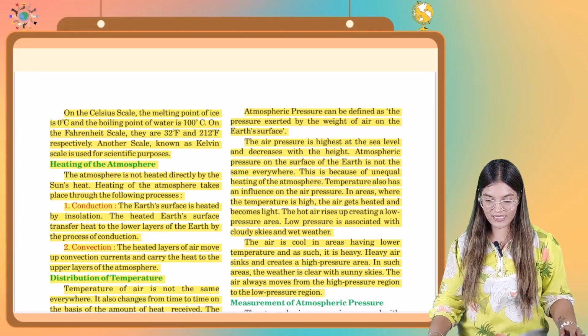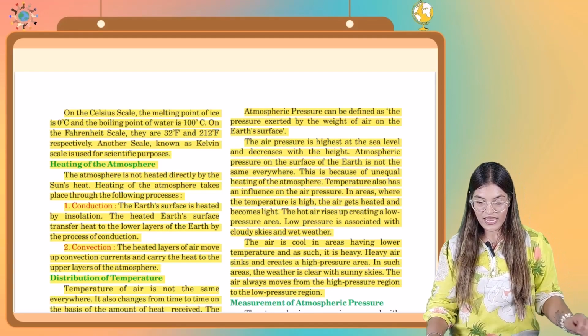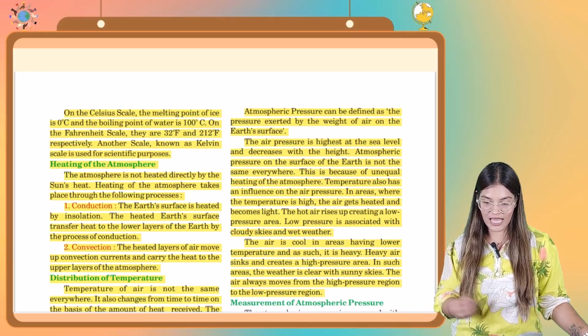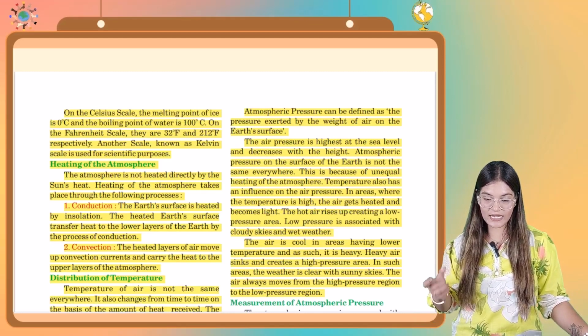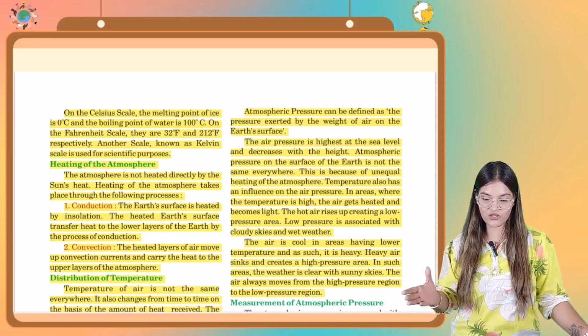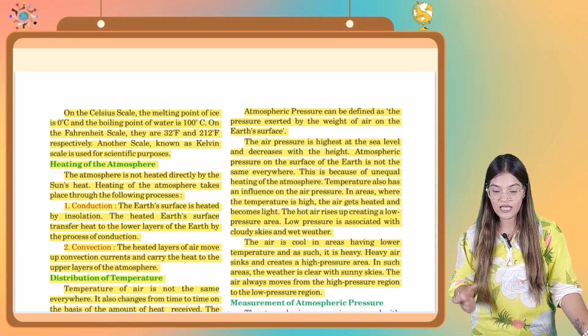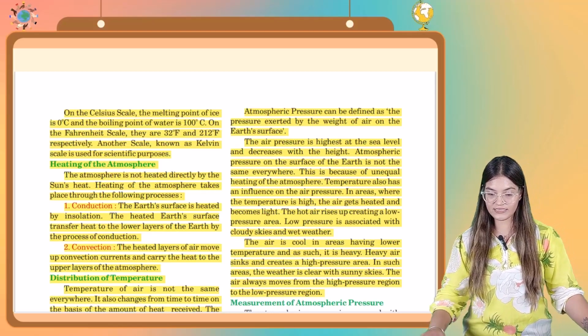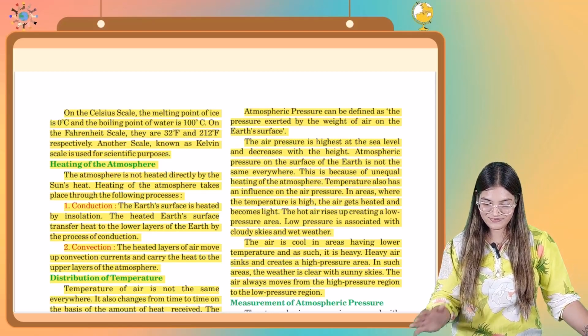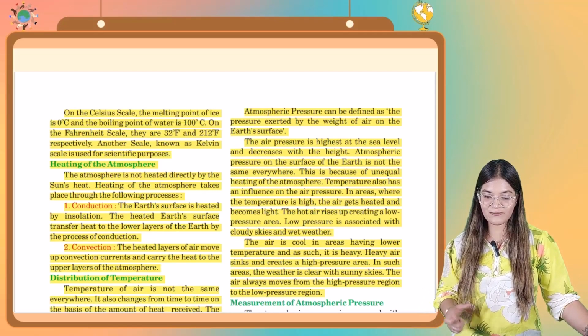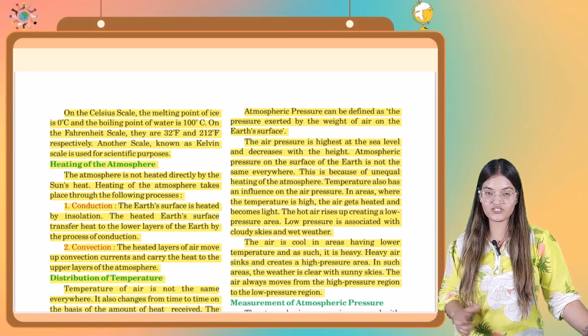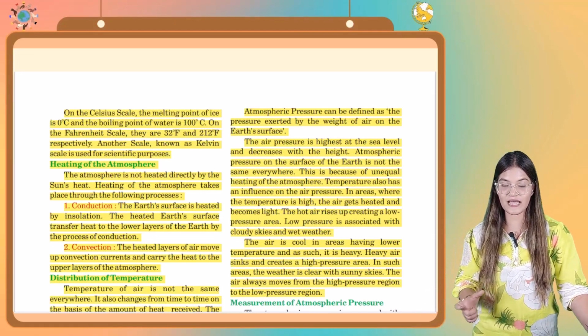Temperature also has an influence on the air pressure. In areas where the temperature is high, the air gets heated and becomes light. काफी ज्यादा हीट हो जाता है और जो उसका प्रेशर होता है काफी ज्यादा लाइट हो जाता है. The hot air rises up, creating a low pressure area. Low pressure is associated with cloudy skies and wet weather.